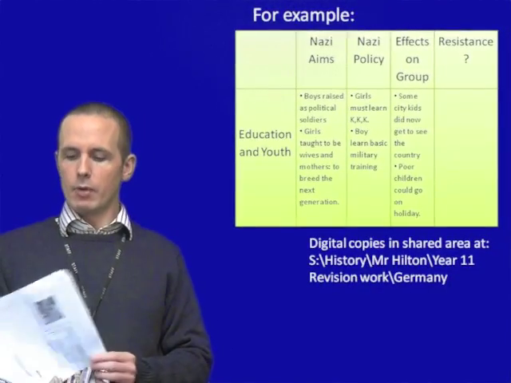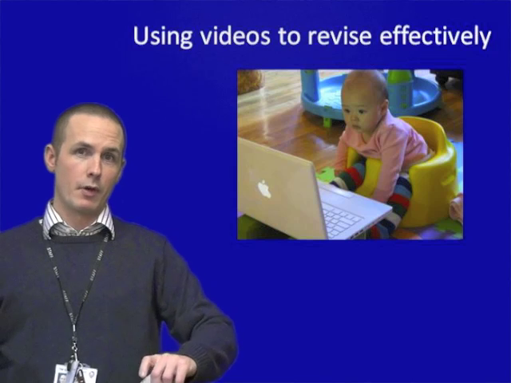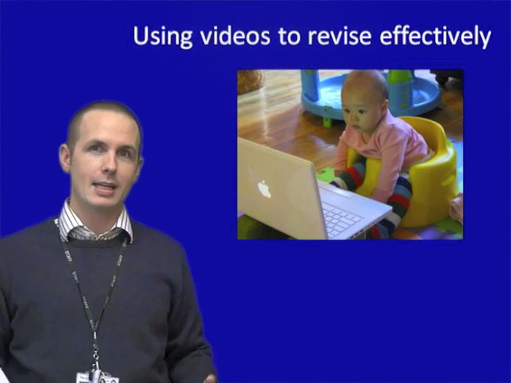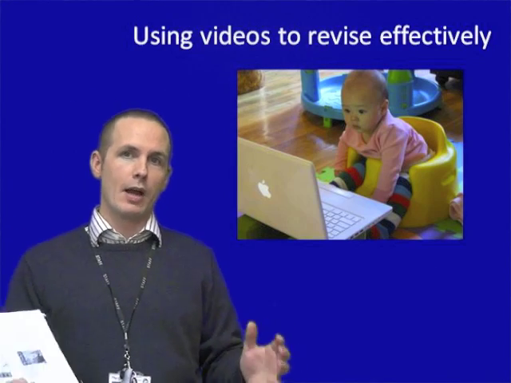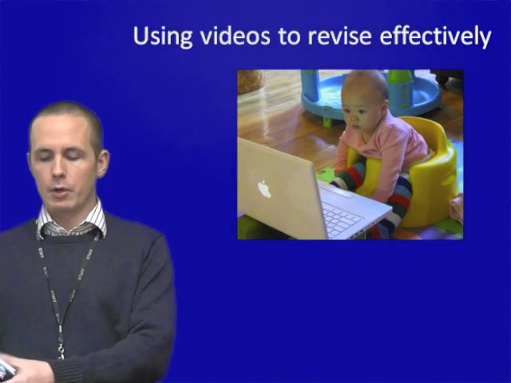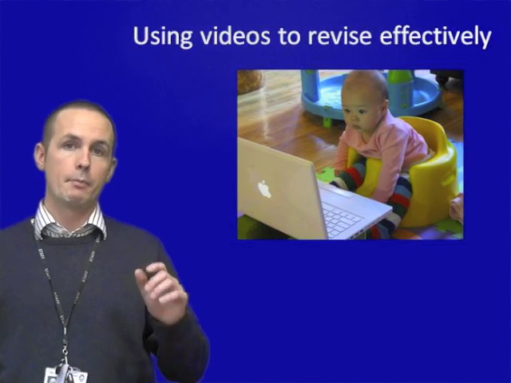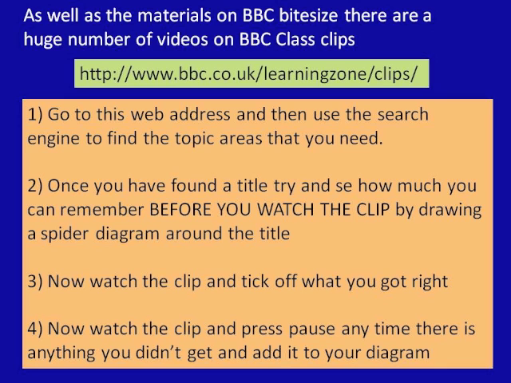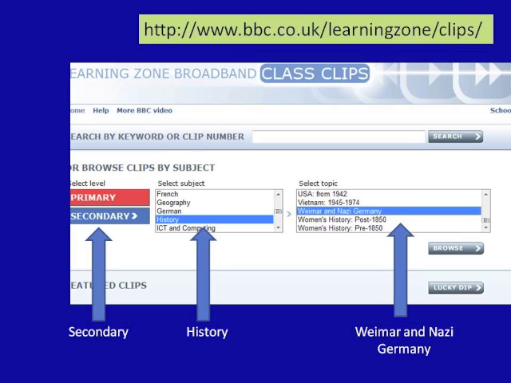Now what I really want to talk about is using videos to revise. As well as this highly entertaining and informative video, there is a wealth of stuff out there on the internet. The place I want to show you today is the BBC Learning Zone. To find this, just Google class clips or follow the website address that we've put up here. Now I want you to follow a really clear process when you do that. First of all, I want you to find the clip. This is how you're going to do that. You need to select secondary and then history, and then find Weimar and Nazi Germany from the menu list.